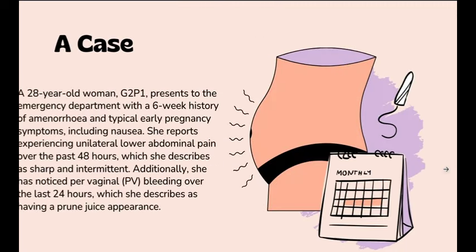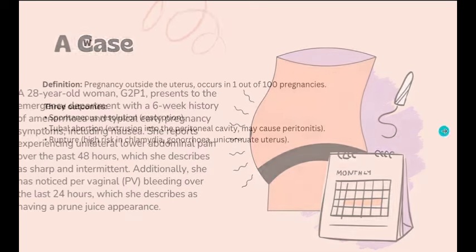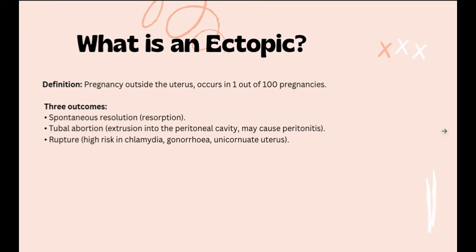All right, let's go through a case. So this is a new topic. A 28-year-old woman who is G2P1 presents to the ED with a 6-week history of amenorrhea, typical early pregnancy symptoms including nausea. She reports experiencing unilateral lower abdominal pain over the last 48 hours, which she describes as sharp and intermittent. Additionally, she has noticed vaginal bleeding over the last 24 hours, which she describes as having a prune juice appearance. All right, so the answer to this is an ectopic pregnancy.